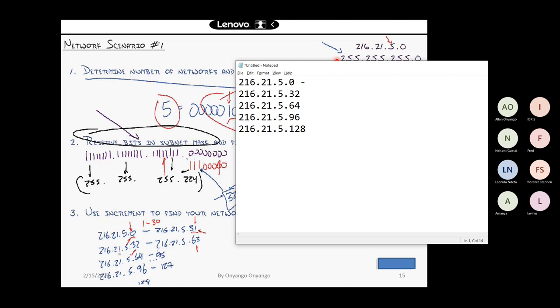Now, after adding, we say use increment to find the network ranges. You know, a range is something that begins from something and ends at something. Now, these ones are not network ranges. So to find the ranges, we are going to do something very interesting. Guys, I'm trying to keep this as simple as I can. So to find the network ranges, this is what I'm going to do. Look at the first network. Oh, sorry, the first network is 216.21.5.0. It begins at 5.0. Now the second one begins at 5.32. Look at that. If the second one begins at 5.32, yet the first one began at 0, it means for the second one to begin at 5.32, the previous one ended at 5.31. Look at that. Okay.